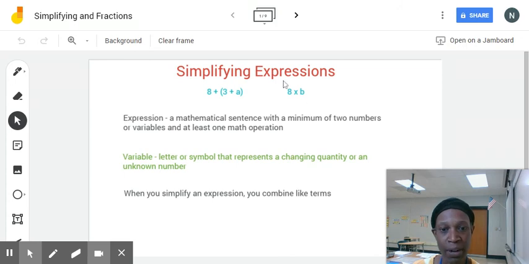If we look over here at 8 times b, the 8 is a number and the b is a letter. So they're both different. They're unlike terms. So we can't combine those. So this expression is simplified already. It cannot get any more simplified. But this one we can work on. All right. So go ahead to the next slide and answer the question and then move on.